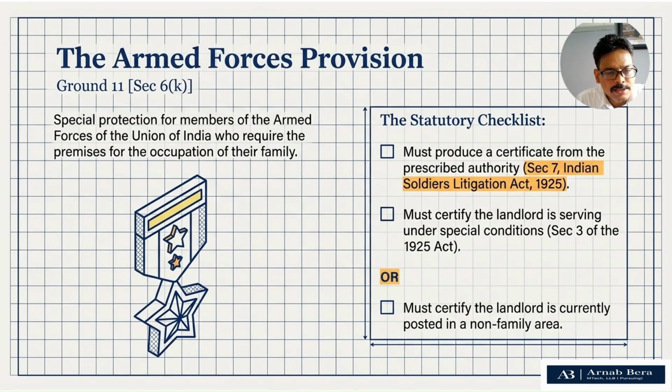Now this is the armed force provision. There is a specific provision for armed force persons. It's called ground 11, section 6K, a special protection for a member of the armed force of the Union of India who requests the premises for the occupation of their family. So that is immediately a ground for eviction of the tenant.